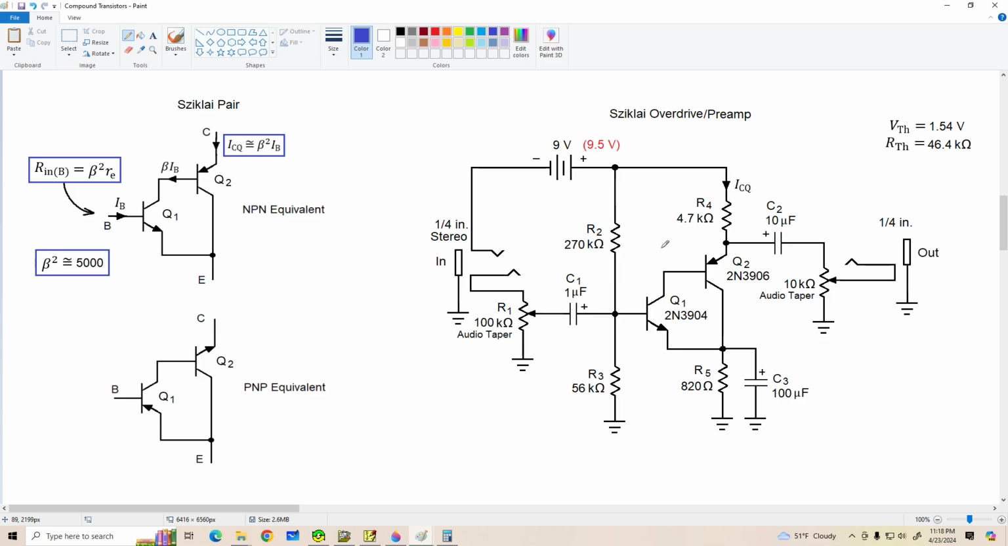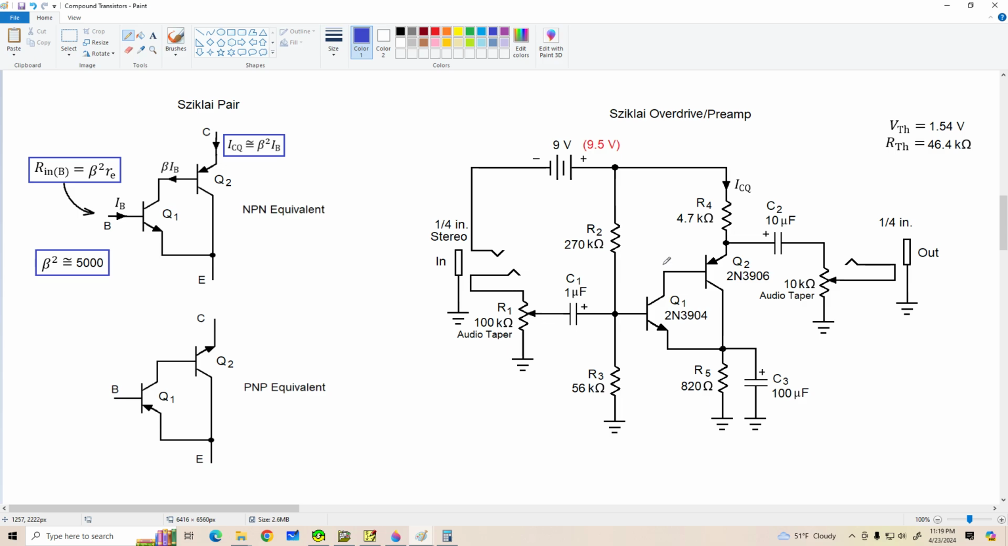Now over here I have an amplifier. It's an overdrive or a preamplifier that's based on a Sziklai, and it's going to have some pretty impressive numbers associated with it, but let's take a look at what we've got. First of all, we've got relatively high biasing resistor values. Again, that's because the input resistance to this transistor is very, very high. We've got a VTH of 1.54 volts, and RTH is 46.4K.